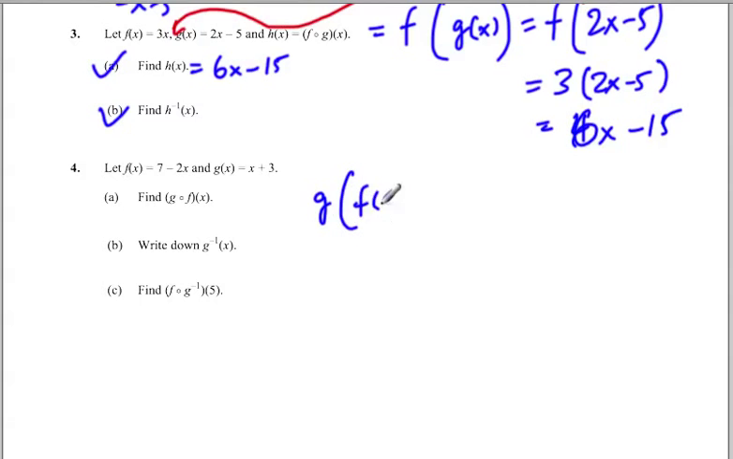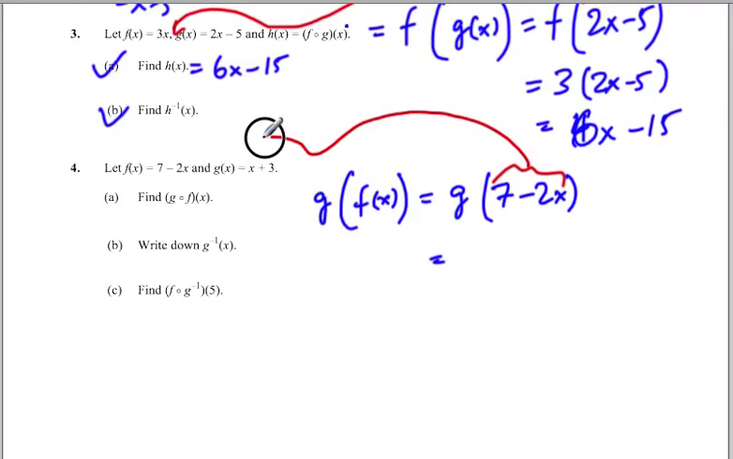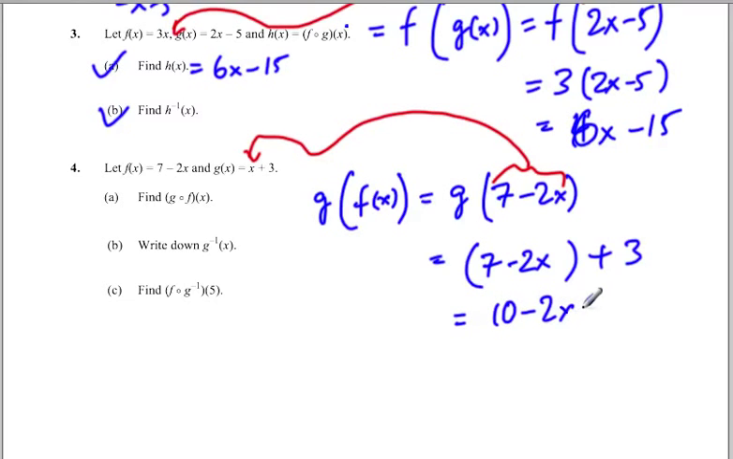So g of f of x is g of 7 minus 2x, which is equal to, again, remember, as always, you take this argument right here and you plug it in, we're doing it into g, so right into the x over there. So what that means is it's something plus 3, and what is that something? 7 minus 2x. So it's equal to 10 minus 2x, and so that's what g of f of x is.